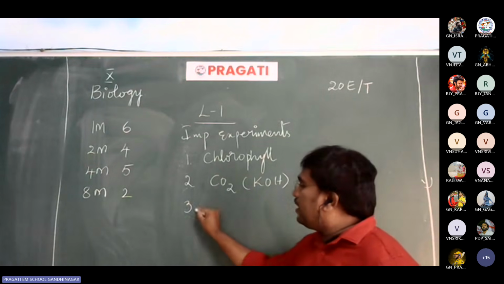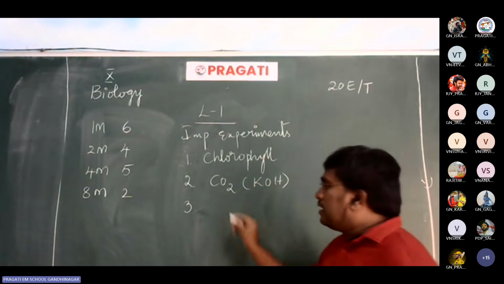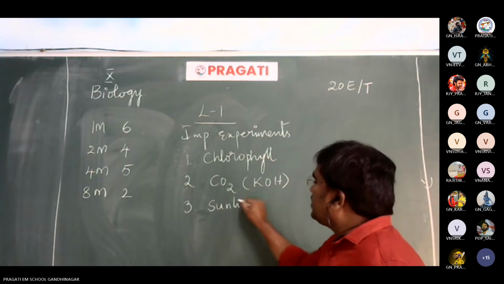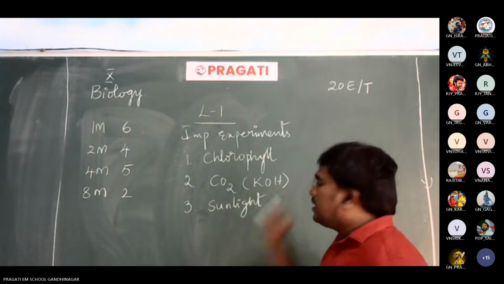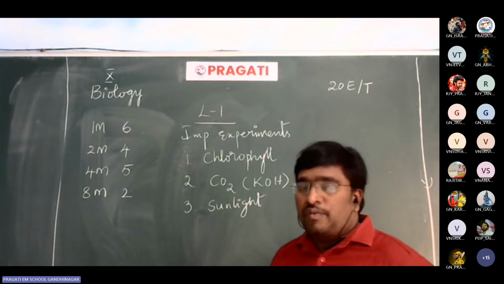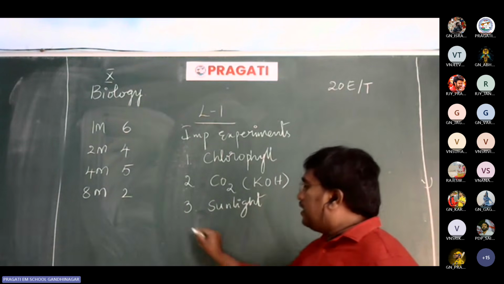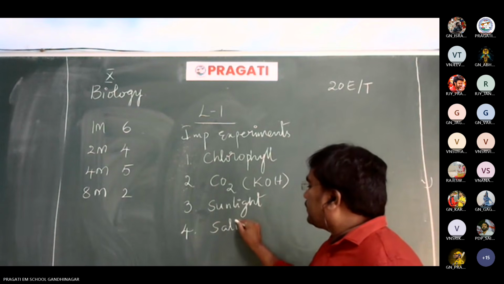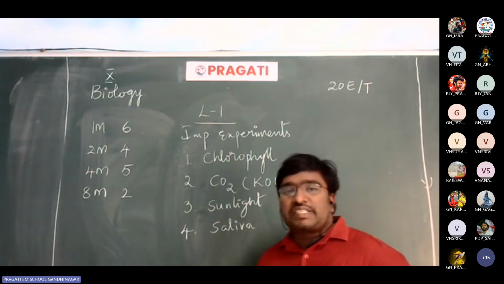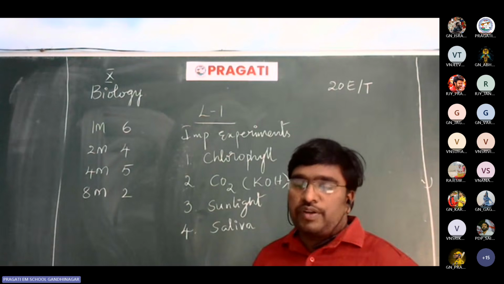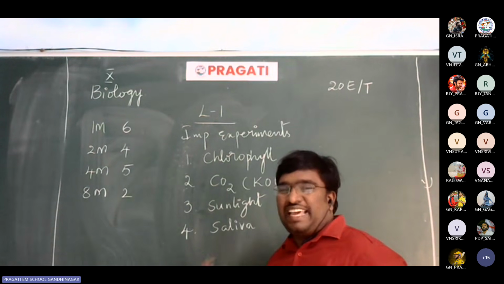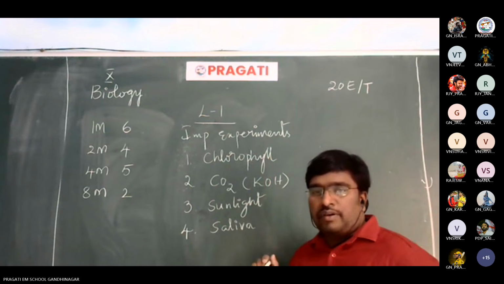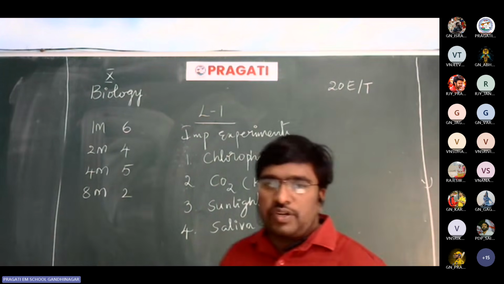And the third important experiment in this lesson is the sunlight experiment. Sunlight is necessary for photosynthesis. And the fourth experiment, action of saliva. The action of saliva experiment is also very, very important, children. These 4 important experiments are very, very important, children.